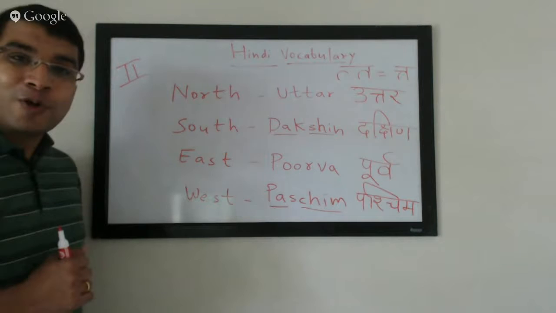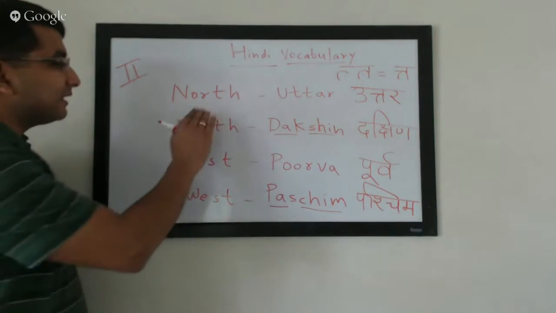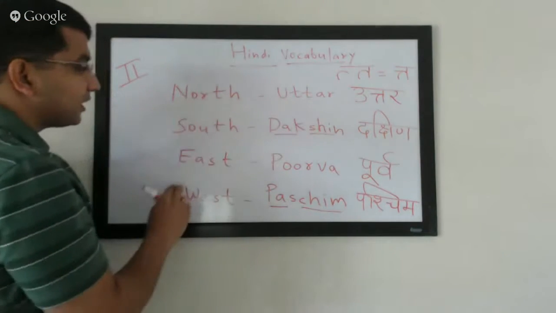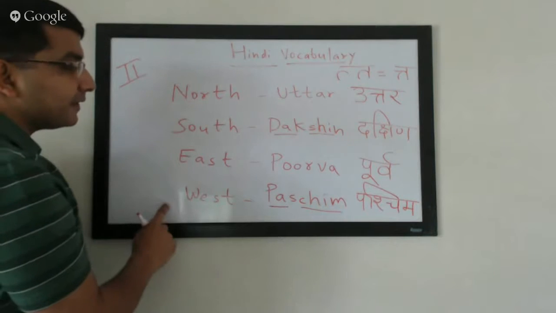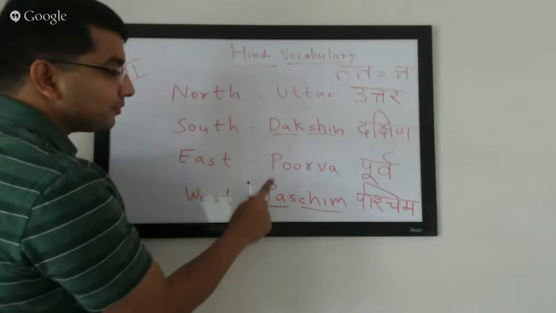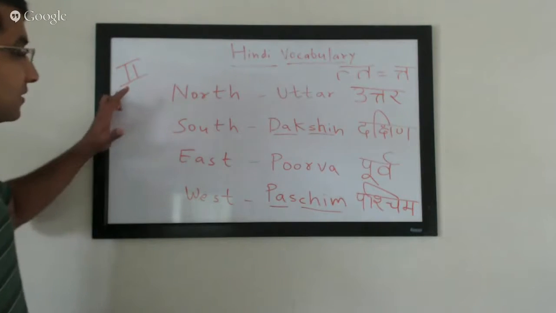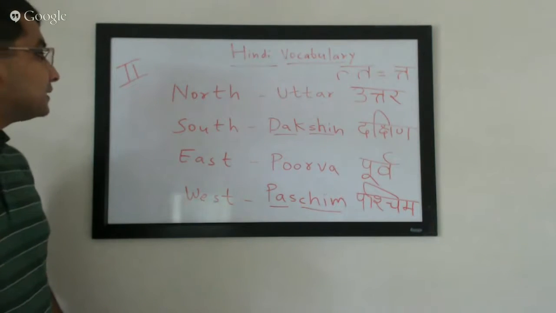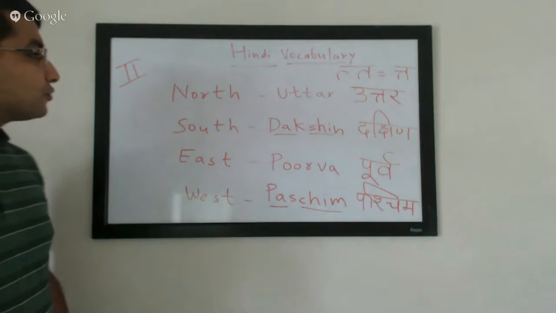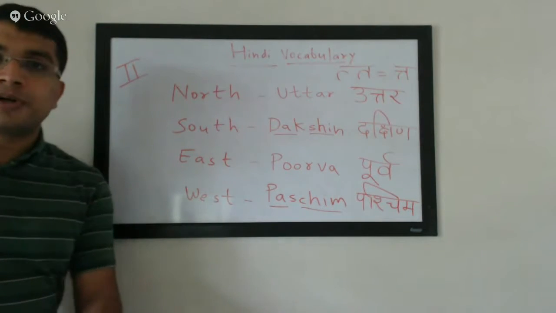So I'll let you work on some more examples, but again the idea here is that in all the directions we have north, south, east and west: uttar, dakshin, purav and paschim, right? So I hope the second set of vocabulary is clear. I'll take a quick pause to see if there are any questions on this particular set.